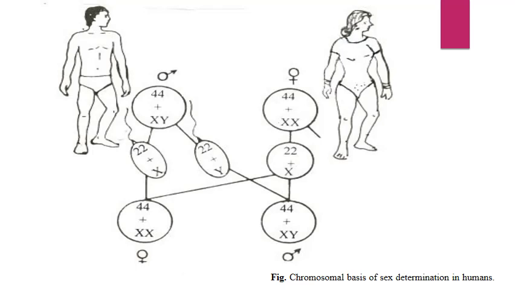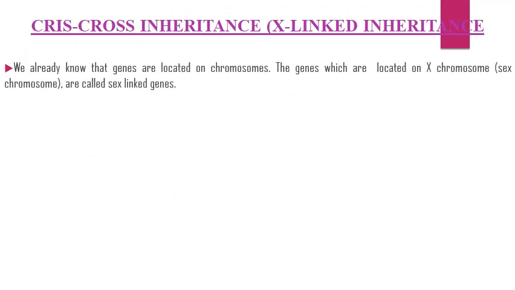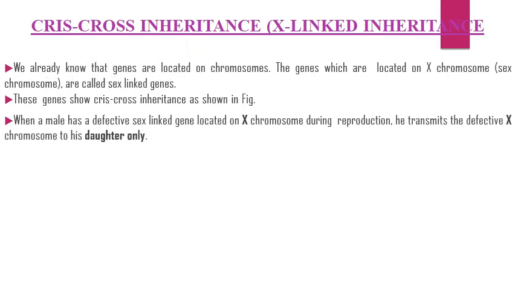You can see chromosomes, number of sex chromosomes and autosomes. So, crisscross inheritance. We already know that genes are located on chromosomes. The genes which are located on sex chromosomes are called sex-linked genes. These genes show crisscross inheritance as shown in the next figure.